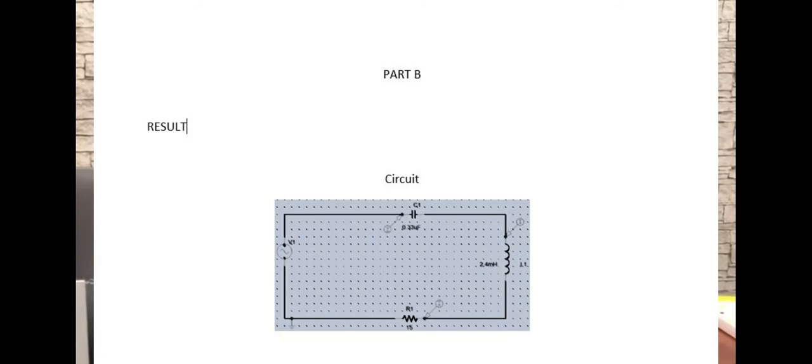So the circuit looks like this. We have input voltage, which is AC, and then we have R, L, and C connected in series. The value of C is 0.33 microfarad, inductor is 2.4 millihenry, and the resistor is 15 ohm.